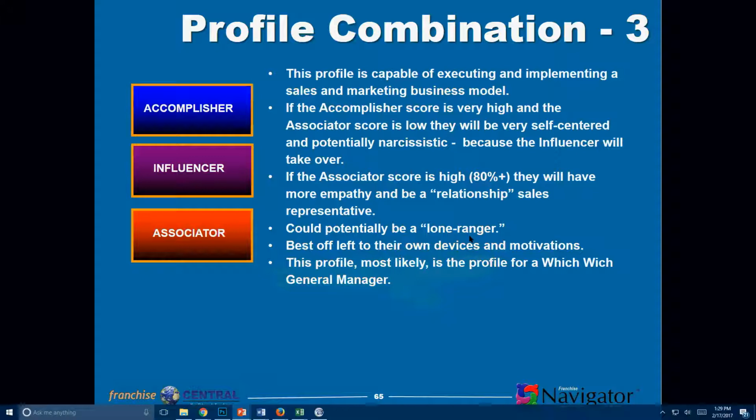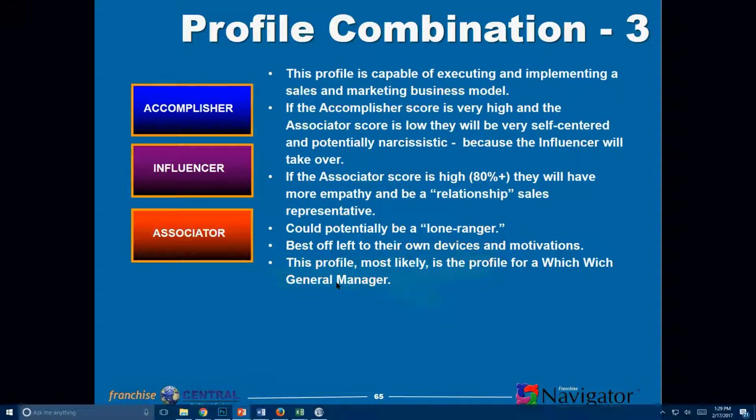If the associator score is high, 80% plus, they're going to have empathy, be a relationship sales representative. They could potentially become a lone ranger. So they don't want a lot of people around them. They want to just blaze the trail themselves, leave them alone to their own devices.